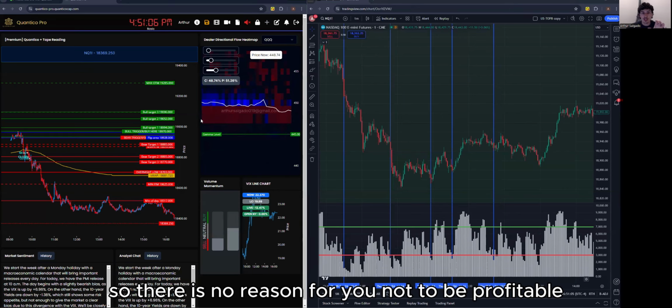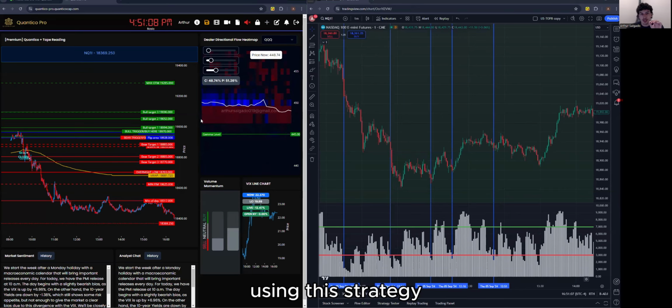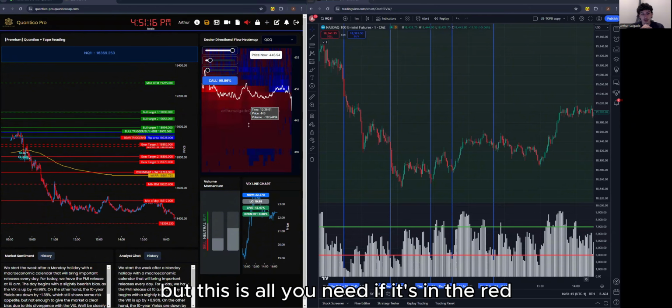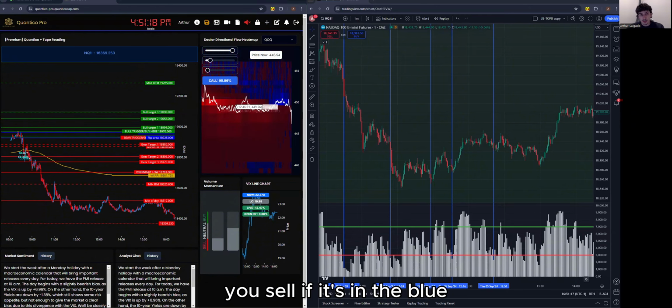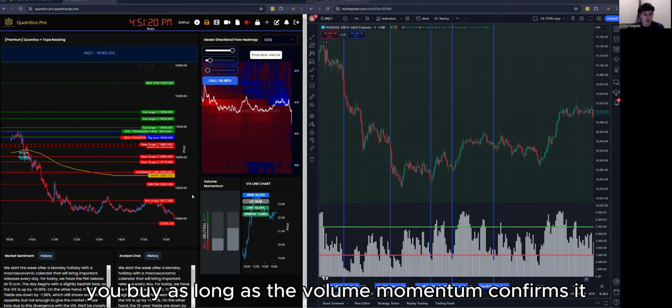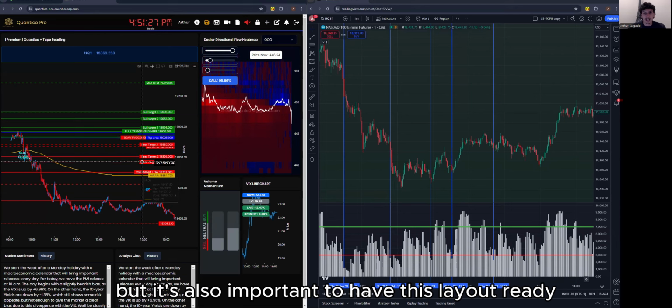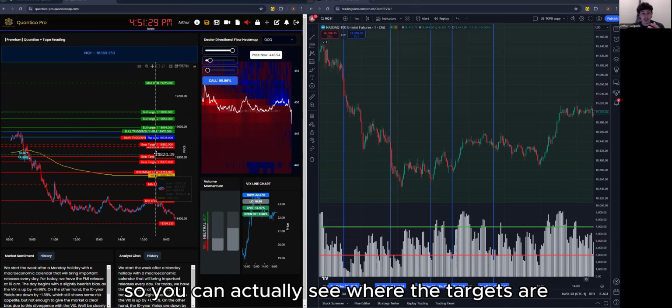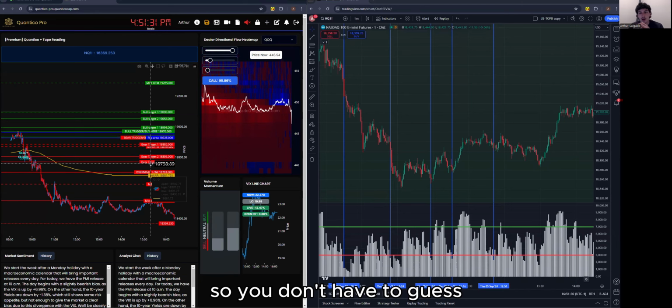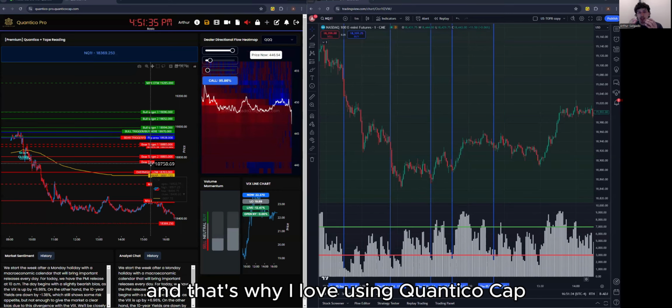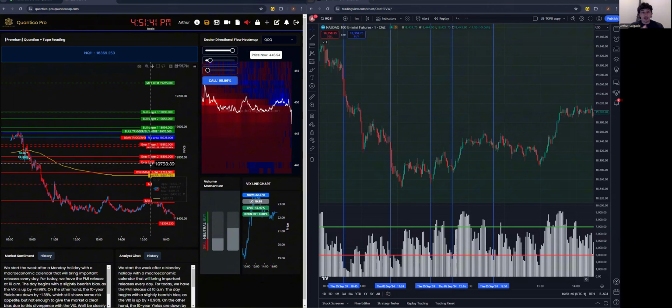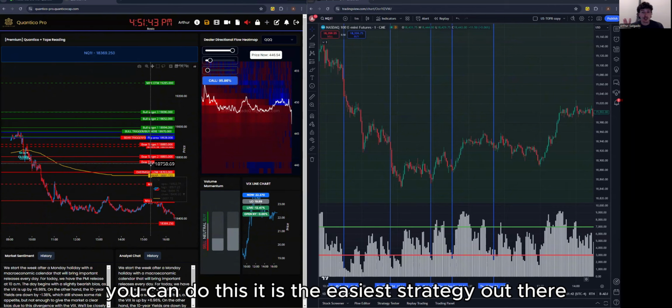So there is no reason for you not to be profitable using this strategy. But this is all you need. If it's in the red, you sell. If it's in the blue, you buy, as long as the volume momentum confirms it. But it's also important to have this layout ready so you can actually see where the targets are, so you don't have to guess on when to actually exit the trade. And that's why I love using QuanticoCap. You can do this. It is the easiest strategy out there.